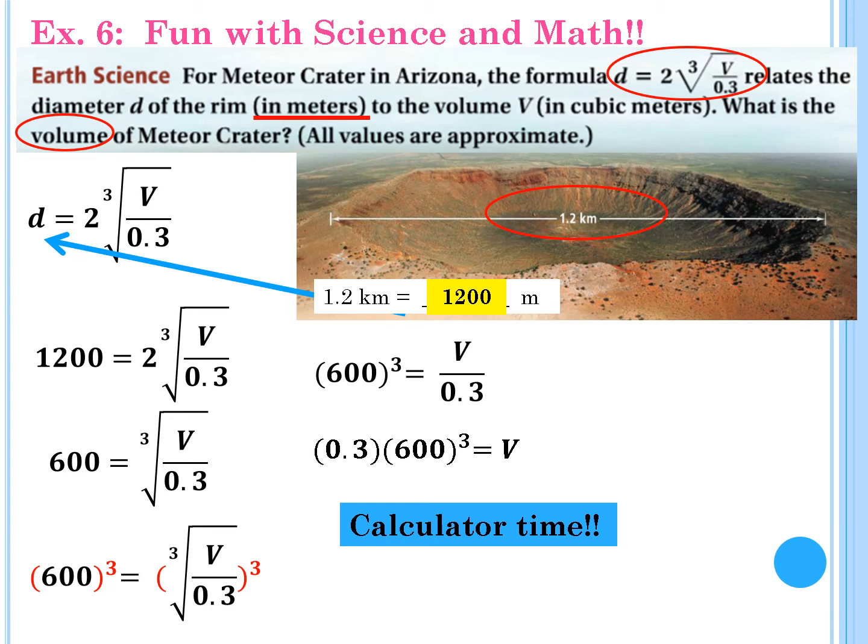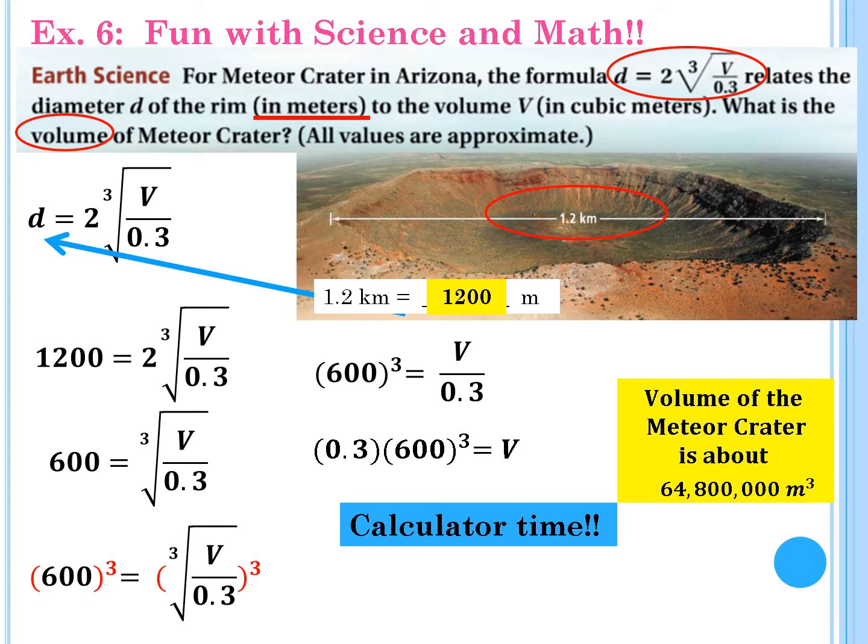Or, you could do it like we had to do it in the good old days: 0.3 times 600 times 600 times 600. You're going to end up with the same answer, which is that the volume of the meteor crater is about 64,800,000 cubic meters. That's a pretty big hole in the ground. All right, let's move on to our last example.